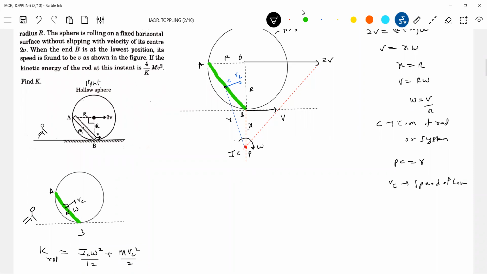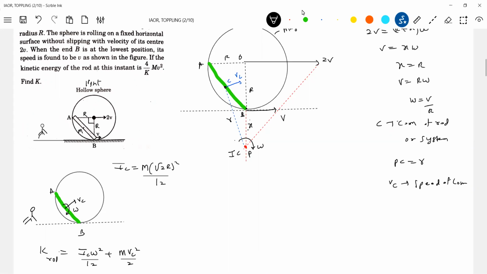So what we have to find out, we know omega. What is IC? Moment of inertia about center of mass. This should be equal to m into the length of the rod, root 2r whole square, by 12. So we know omega, V by r. Somehow, if I can find out the velocity of center of mass, the problem is solved.